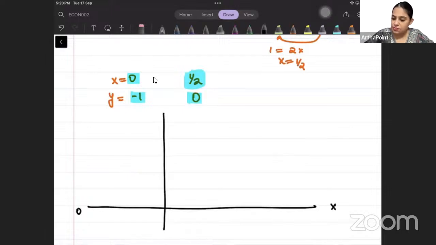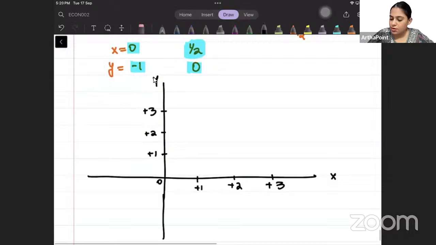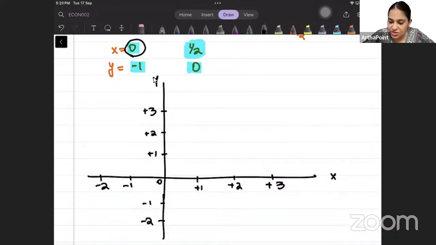X-axis, y-axis. X is 1, 2, 3, 1, 2, 3, minus 1, minus 2, minus 1, minus 2. When x is 0, y is minus 1. जब x 0 है, right? You are having 0 value of x. Then you go on the y-axis और y का value minus 1 आ रहा है. So you will point this point.